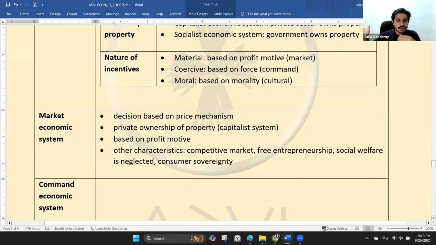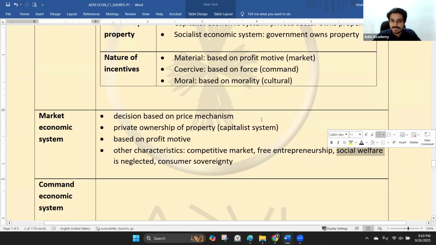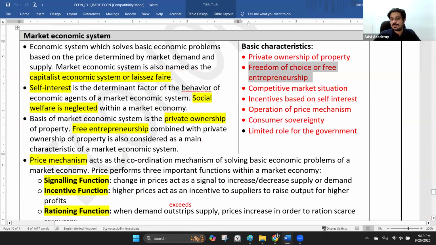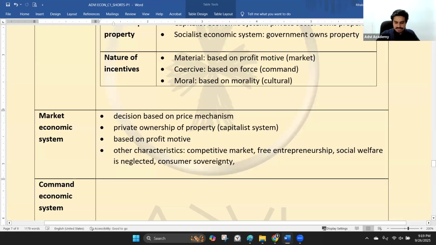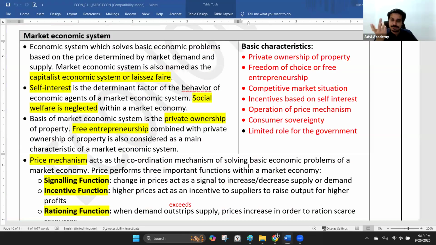You can open a small shop outside, no problem. Nobody cares about social welfare. Everybody is about profit. So who cares about the poor person? Let him die if you want. We will talk about only profit. That is what the market economic system is about. Competitive market means there are so many competitors. So basically all of these things will be there. And you can also put limited government role. Government role is very limited, where it is fully a market economic system.